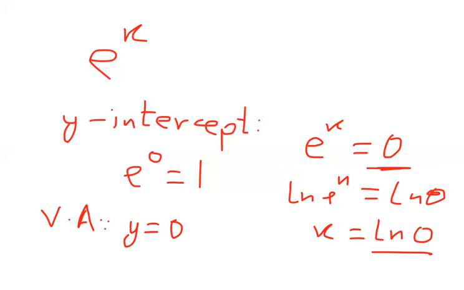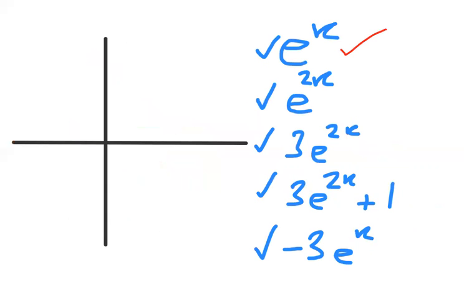So we've got two things. The first one was the y-intercept, which was 0, 1. So for example, this point is 0, 1. And y equals 0, which is the x-axis, is the horizontal asymptote. This is the horizontal asymptote.